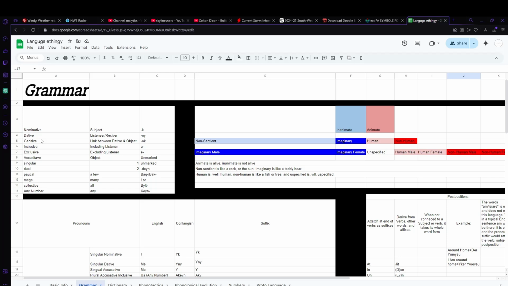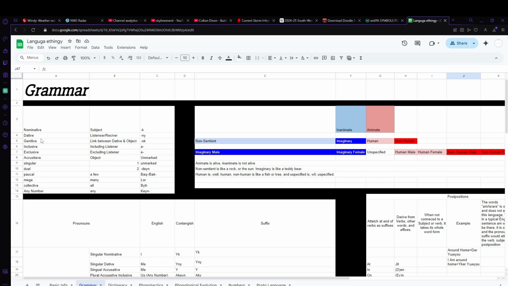Accusative is the object, and then we have plurality. We have a singular number for if there's just one of something, there's one house. A dual number if there are two houses. A partial number if there are just a few houses, like say three. A mega number if there's a lot of houses, like say 327.